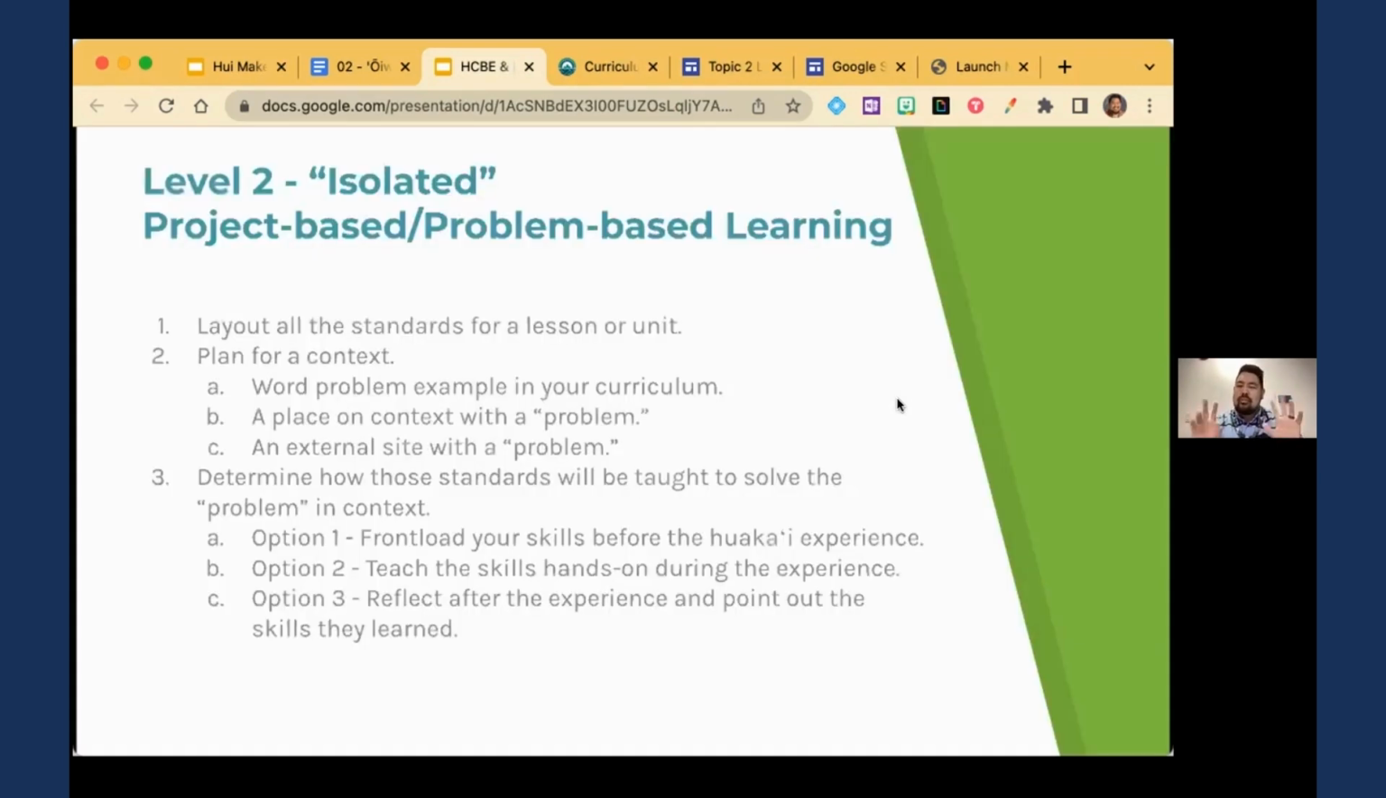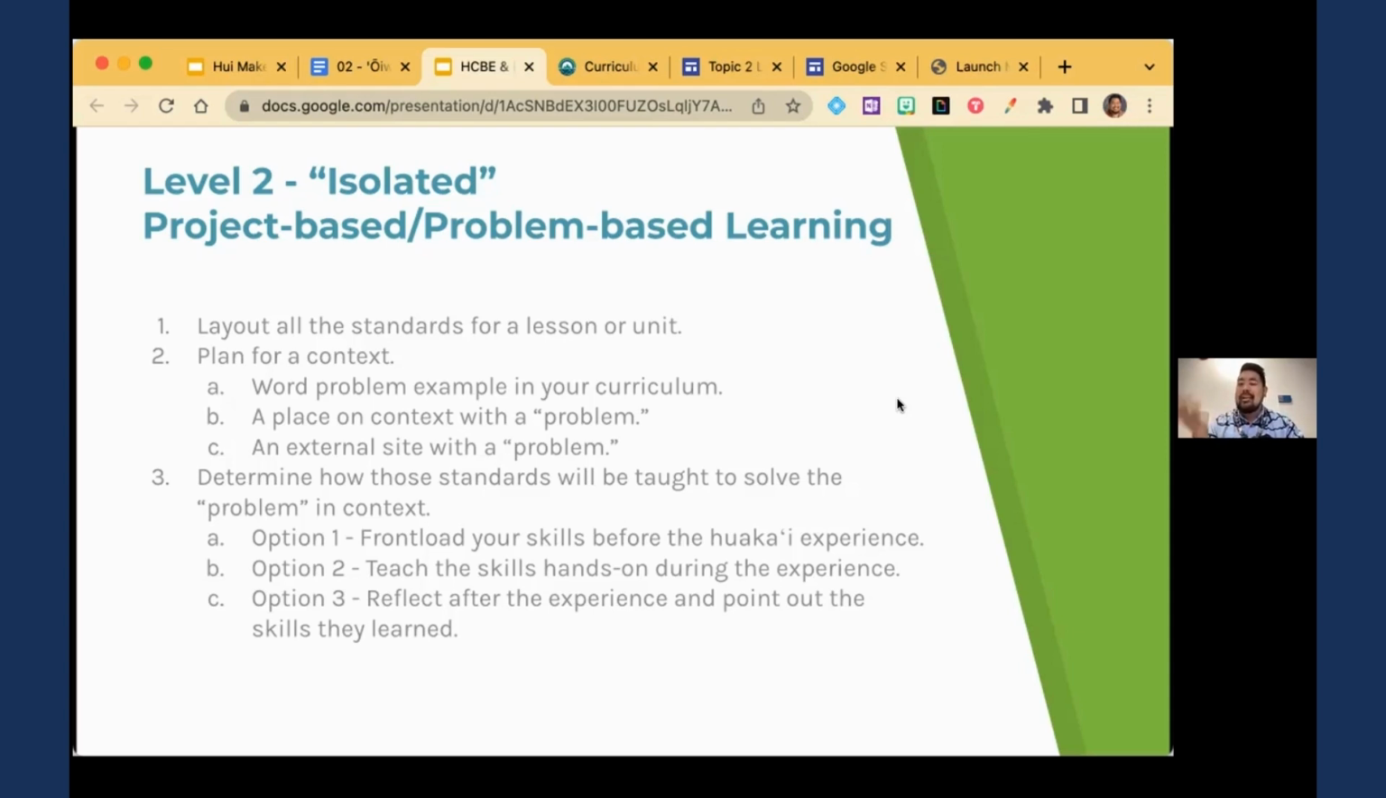The level 2, or the isolated, I heard someone mention problem-based learning, project-based learning. So these are the types of teachers I've seen where they'll look at all the standards that they got to cover for an entire unit. What is the actual math content I got to teach? And then they consider, what resources do I have around me? What is the context? Is it a word problem from your curriculum? Could it be a place?